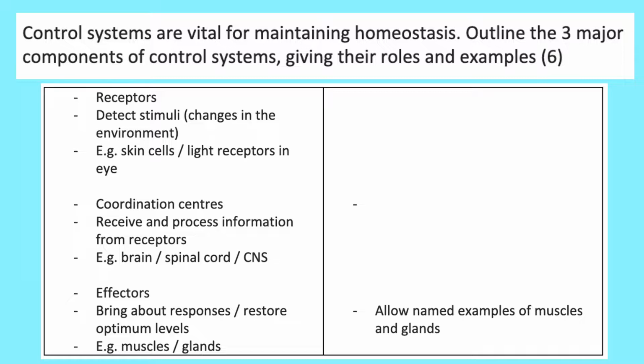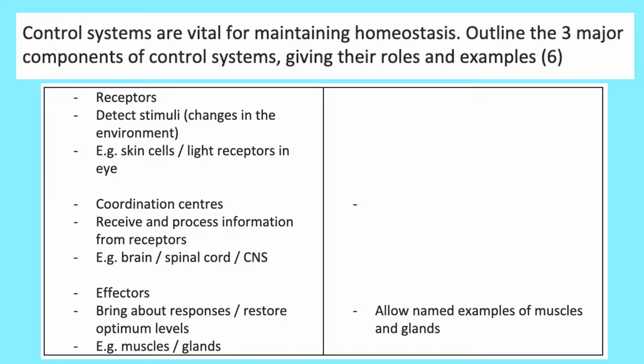Then you have the coordination centers. So they receive and process information from receptors. So receptors detect that change in the environment and send a signal to the coordination center. The coordination center receives this information and processes it, works out what the receptors have detected and what they need to do about it.